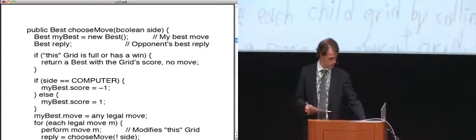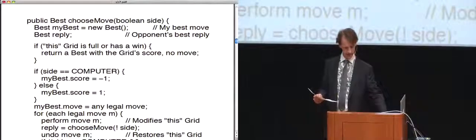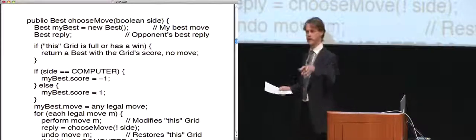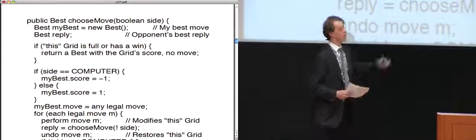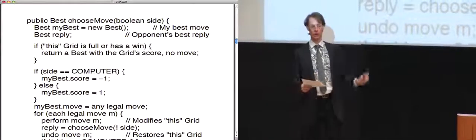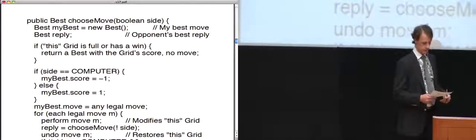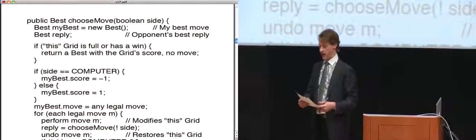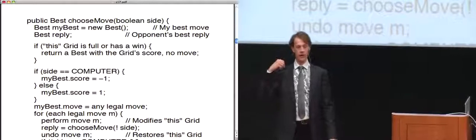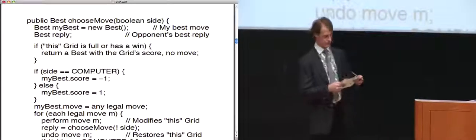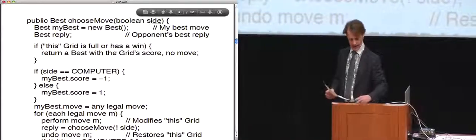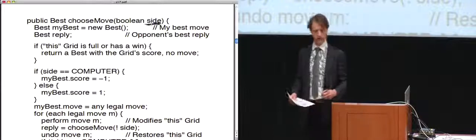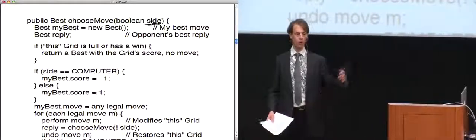All right, so let's take a look at this code that is in the handout. Again, apologies to any of you who didn't get one, but this code will be in the lecture notes, of course. This is a method called chooseMove that implements the min-max algorithm. And the idea is that it has as its input a parameter side that tells you whether it's the computer's turn or the opponent's turn.